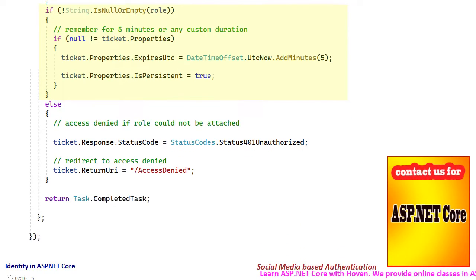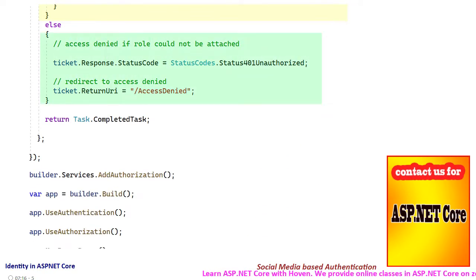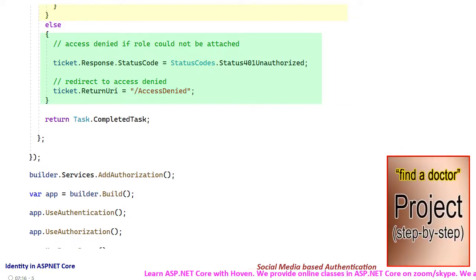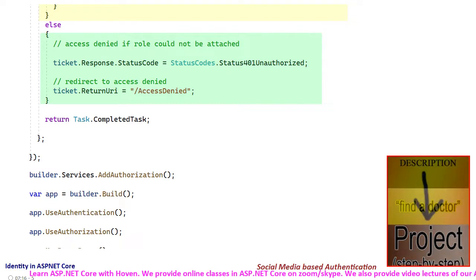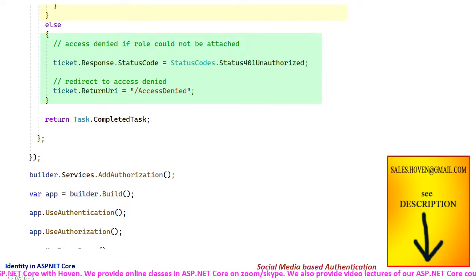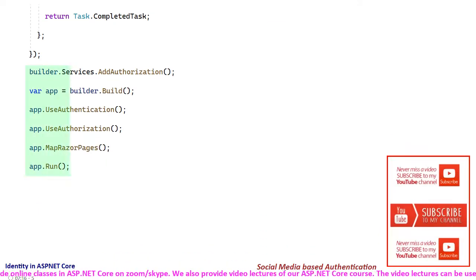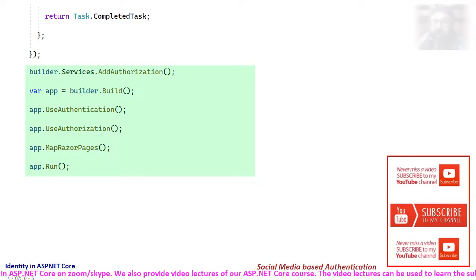If no role could be applied, we can treat the user as not authenticated. So we can redirect him to an access denied page. We haven't added this page to this project, you can add it yourself. And after that we have the usual lines for running this app.